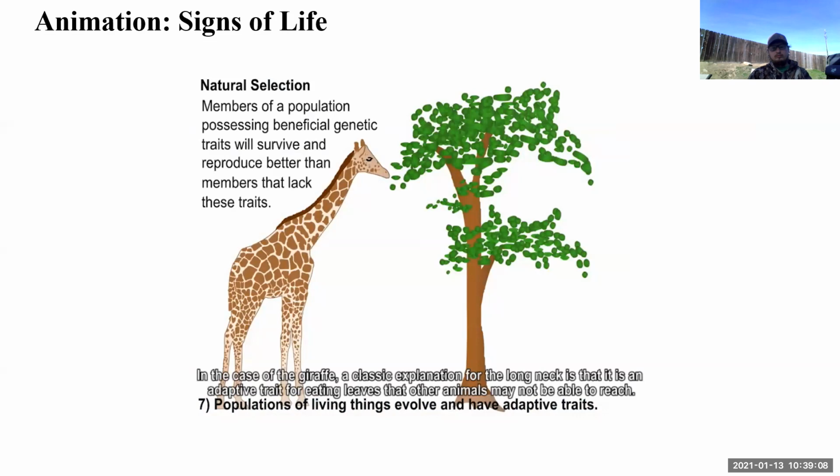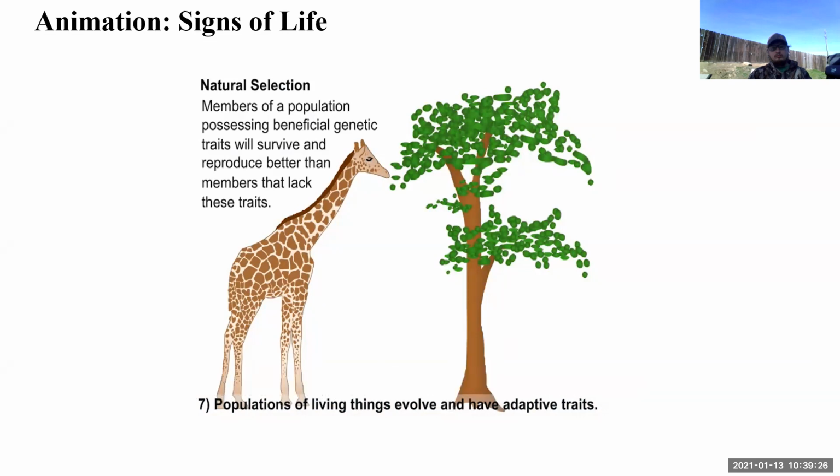In the case of the giraffe, a classic explanation for the long neck is that it's an adaptive trait for eating leaves that other animals may not be able to reach. Another explanation, however, is that male giraffes with longer necks can win fights with males having shorter necks, and thereby gain greater access to females.